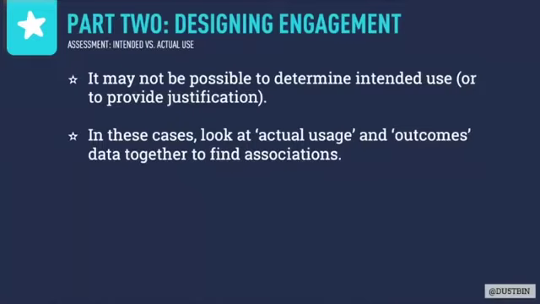Sometimes it's not possible to determine what that intended use is. It's not an easy thing to do. And also, it might not be possible to provide justification. We might just not have the body of knowledge or the research behind it. And that's okay. In these kinds of cases, or also with existing interventions, we might want to look at actual usage and outcomes together to try to find and link those associations.